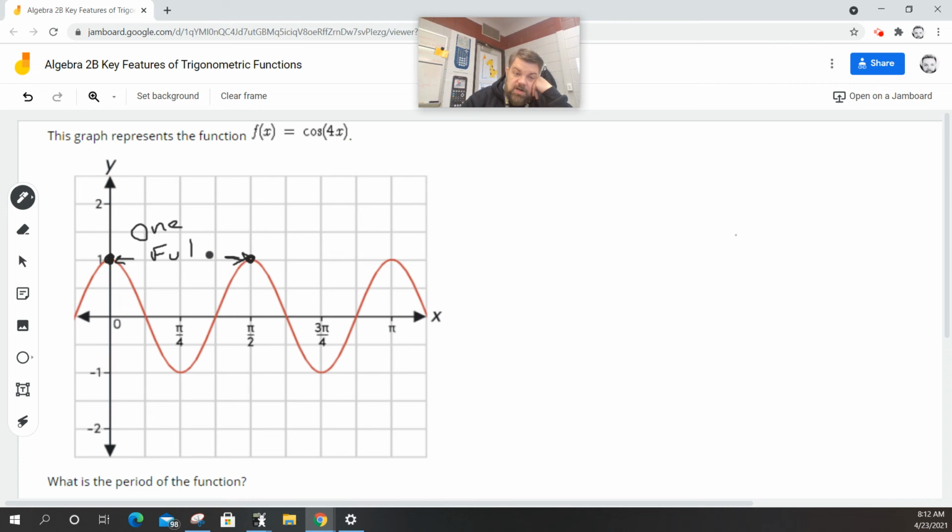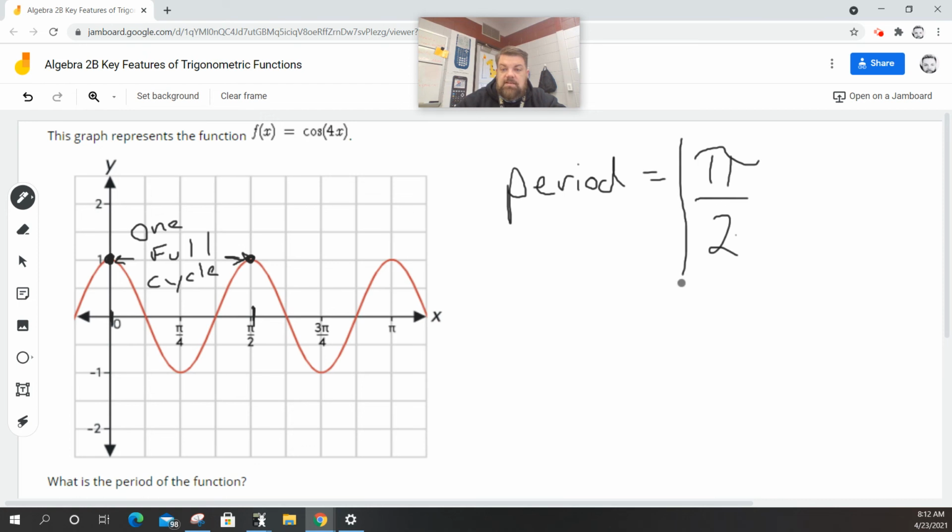In other words, we're starting at a peak, we're going down to the valley and coming back up to the peak. So one full cycle is what we call the period. And so what we're looking at is how long from here to here does it take? So the period then is equal to, what is that, pi over 2? And that's it.